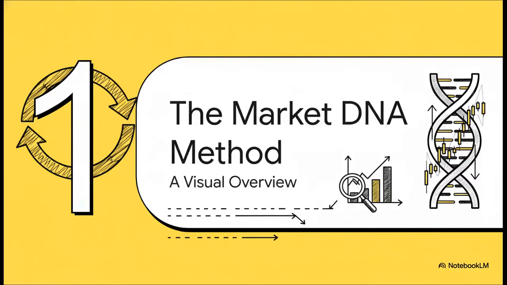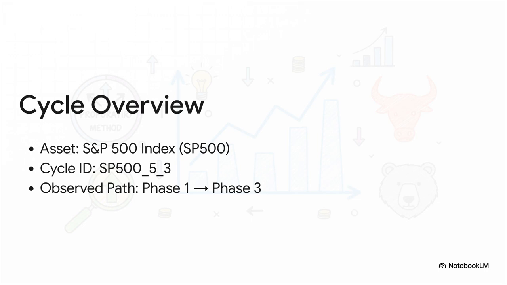All right, let's get into our first section, the market DNA method. We're just going to break down the core components we're looking at for this particular S&P 500 cycle. Let's see what's on the chart. Okay, so obviously we're looking at the S&P 500 index.